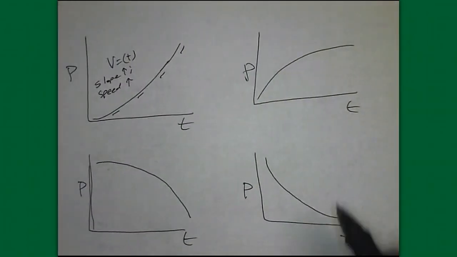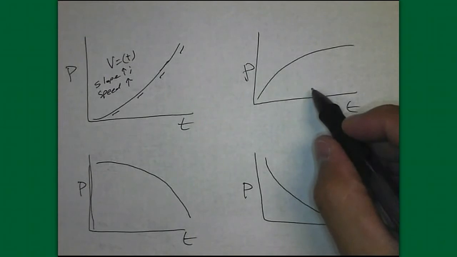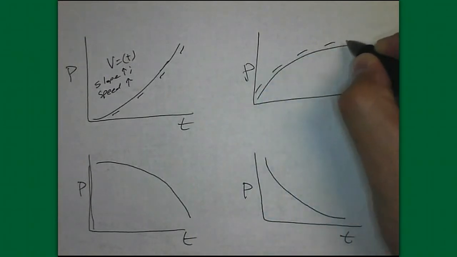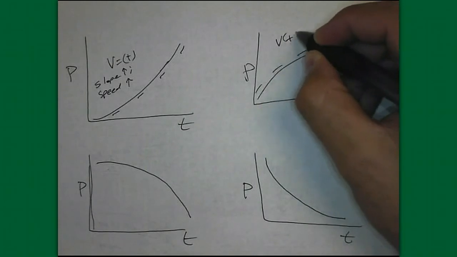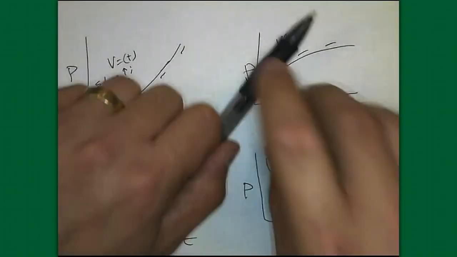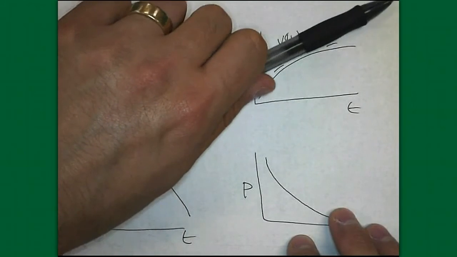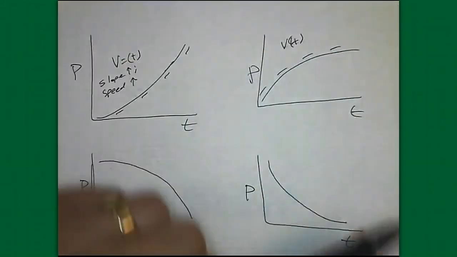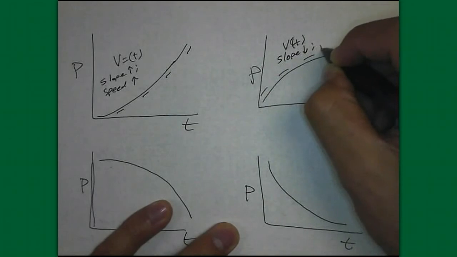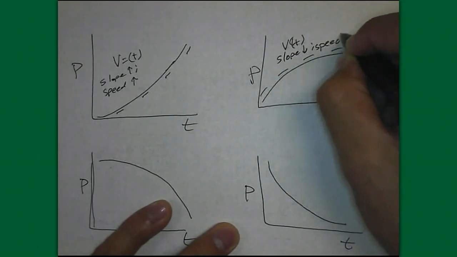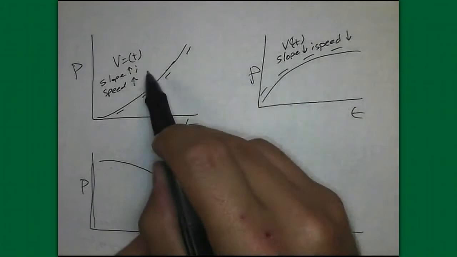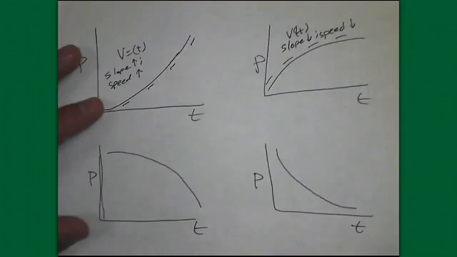What about this one? What direction is the object moving? All these slopes are positive. Positive slopes. It's moving in a positive direction. What's happening to the speed? These slopes are getting ever shallower and shallower. So if the slope is decreasing, the speed is also decreasing. Non-constant speed, the speed is decreasing. Speed is increasing, speed is decreasing.